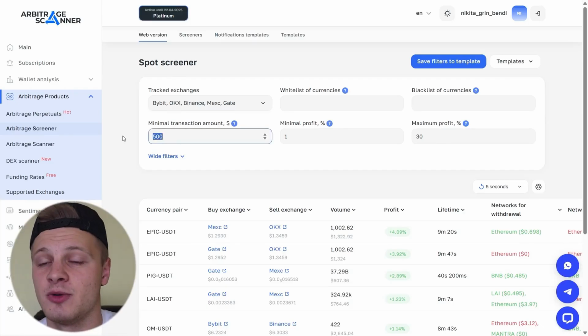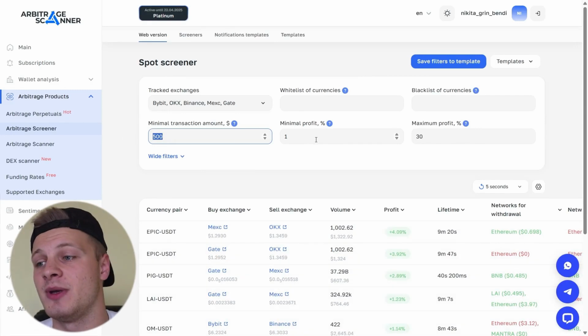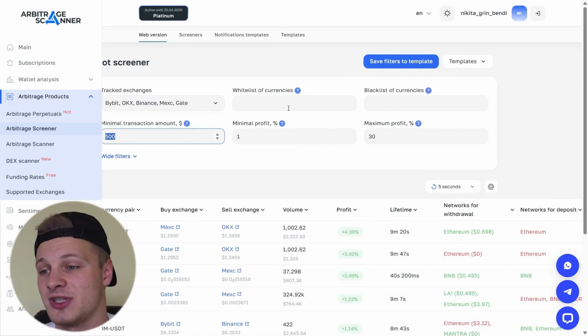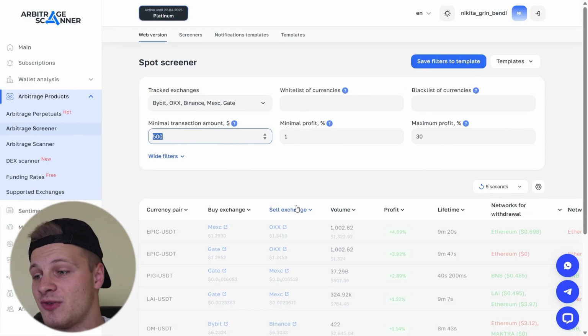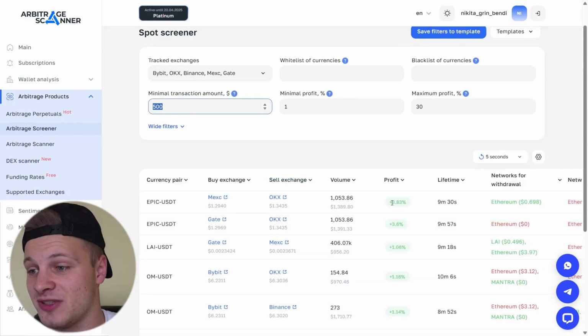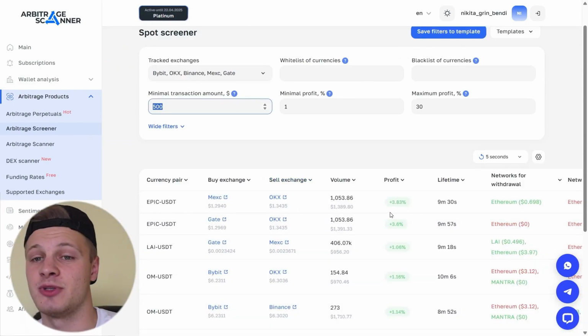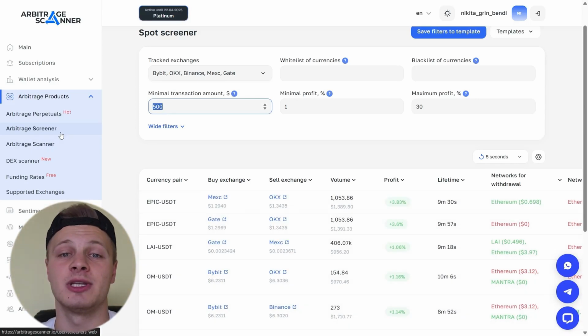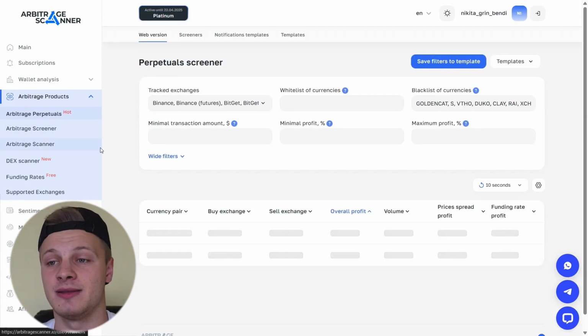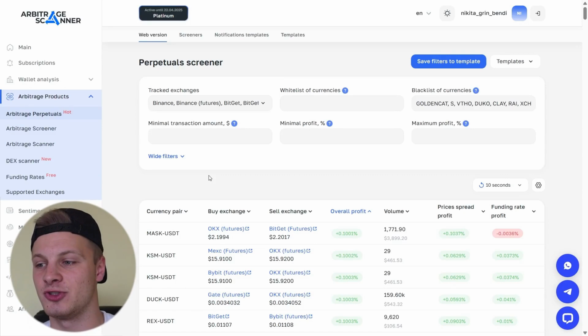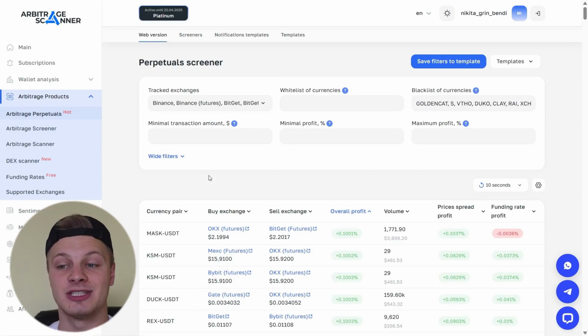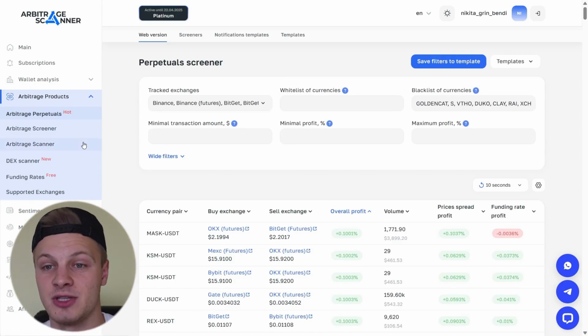Here you specify the minimum deposit amount you want to cycle, the minimum profit, and you can adjust other settings if you wish. Then you'll see the available deals you can cycle through to earn a profit. In other words, the profit is even shown here right away as a percentage you can earn. There's not only a spot scanner here, but also a perpetual one. That means you can look for price differences on futures, earn from funding, and profit from price discrepancies on futures. All of that is available here as well.